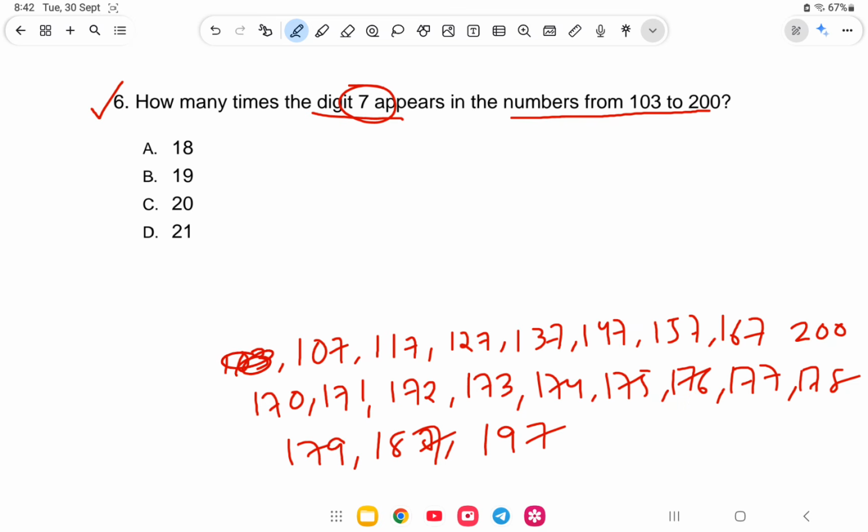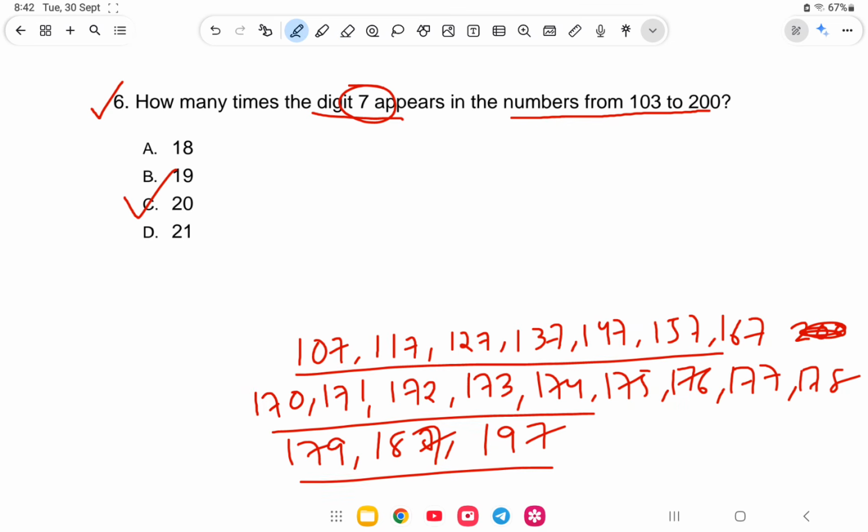So if you count, how many times does it appear? It appears 20 times. So this is a very simple question. 7 could appear twice in 77, so this is the answer. So I hope you got this. Let us go to the next question.